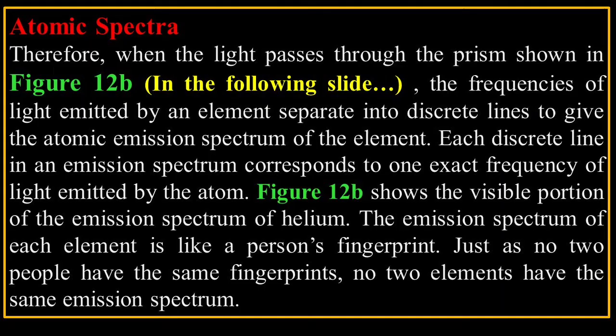In this case, it's organized from low frequencies to high frequencies, or long wavelengths to short wavelengths. That's how it's organized. Therefore, when the light passes through the prism shown in 12B, in the following slide, the frequencies of light emitted by an element separate into discrete lines to give the atomic emission spectra of the element. Each discrete line in an emission spectrum corresponds to one exact frequency of light emitted by the atom. 12B shows the visible portion of the emission spectrum of helium. The emission spectrum of each element is like a person's fingerprint. Just as no two people have the same fingerprints, no two elements have the same emission spectrum.